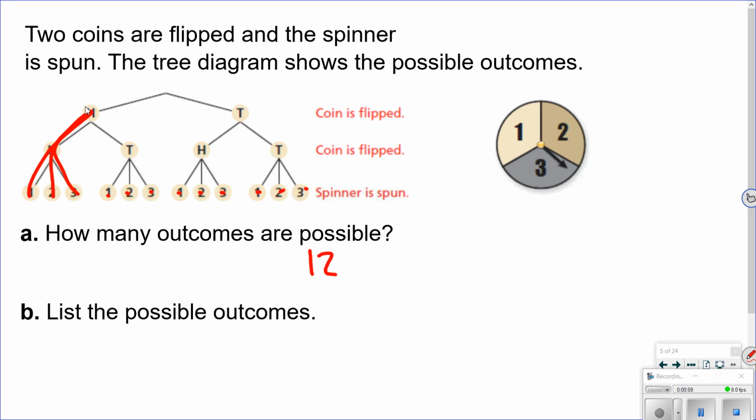What I wanted to remind you of is, I think I pointed this out in some earlier videos, but if I take the first event, you flip the coin, there are 2 possible outcomes. Second event, you flip the coin, there are 2 possible outcomes. Third event, you spin the spinner, there are 3. If I times those together, 2 times 2 times 3, that gives me a total of 12 possible outcomes. And you can kind of visualize that by looking at the tree, why it works that way, right? I have 2 here. For each of those 2, I have 2. And then for each of those, I have 3.